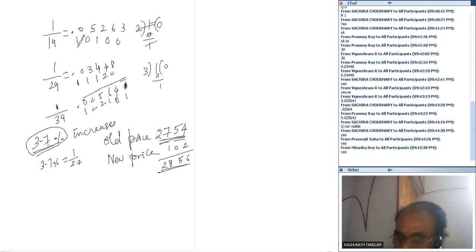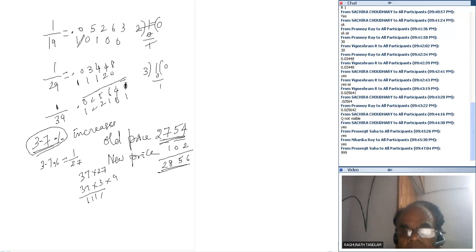What is 1 by 27 as a percentage? How do you multiply 37 into 27? Not the normal multiplication. Think of it slightly differently. Can I write 27 as 3 into 9? What is 37 threes? Into 9. So what is 1 by 27 into 100? 3.7%.